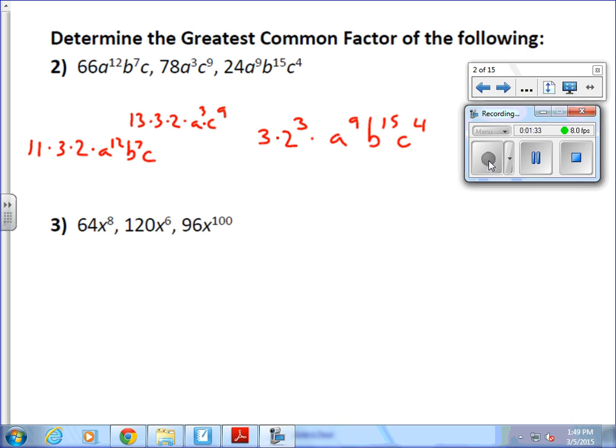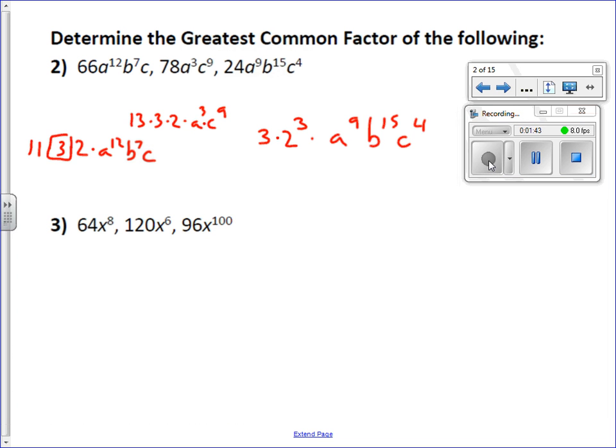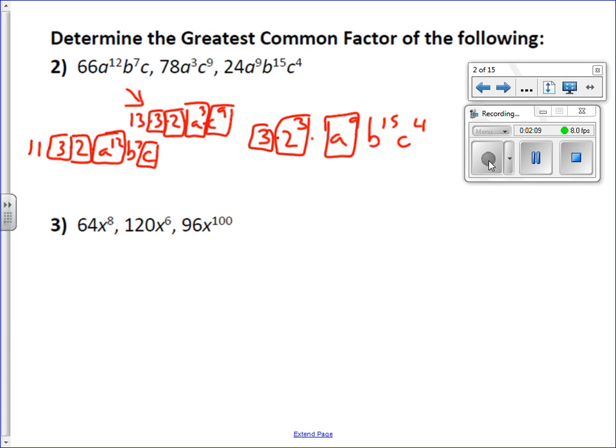Written out in their prime factorization, we look at what they all have in common. They all have 3s. They all have 2s. They all have a's. They do not all have b's. This term does not have a b, but they do all have c's.